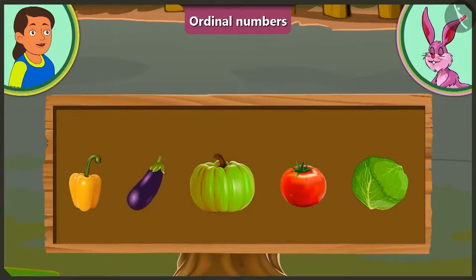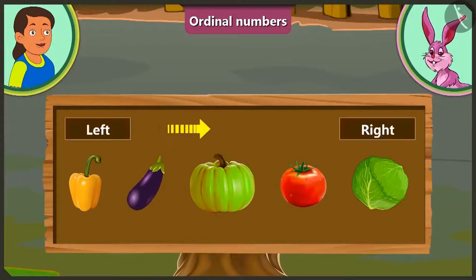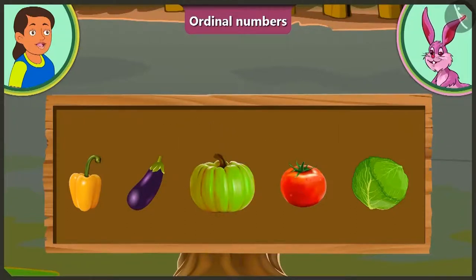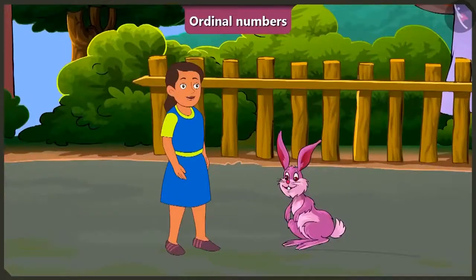Yes, but usually we count objects starting from the left. In that case, at the first position is capsicum, at the second position brinjal, at the third position is pumpkin, and at the fourth position is tomato. Yes, now you are right.